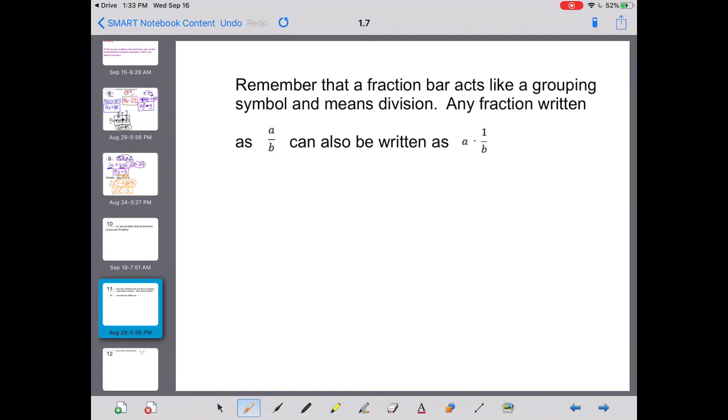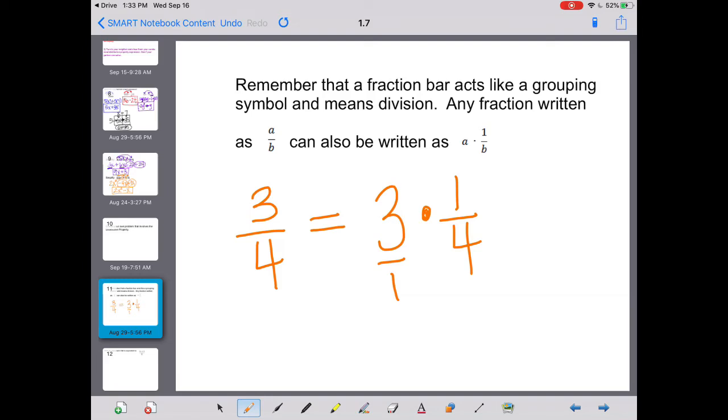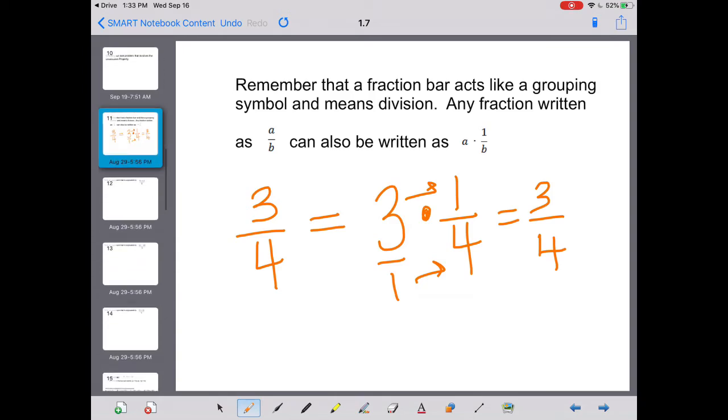Okay, remember that a fraction bar acts like a grouping symbol and actually means division. So any fraction that has a number over another number can also be written as the top number times 1 over the bottom number. So if I have 3/4, that would be the same as 3 times 1/4, because when I multiply a whole number times a fraction, remember that I would have to make that whole number into a fraction and then go straight across, which would bring me back to that 3/4.